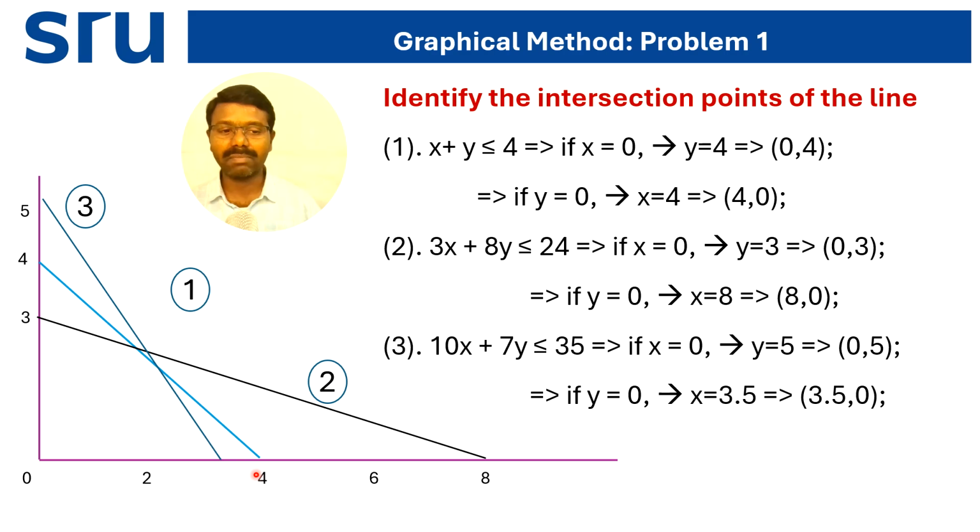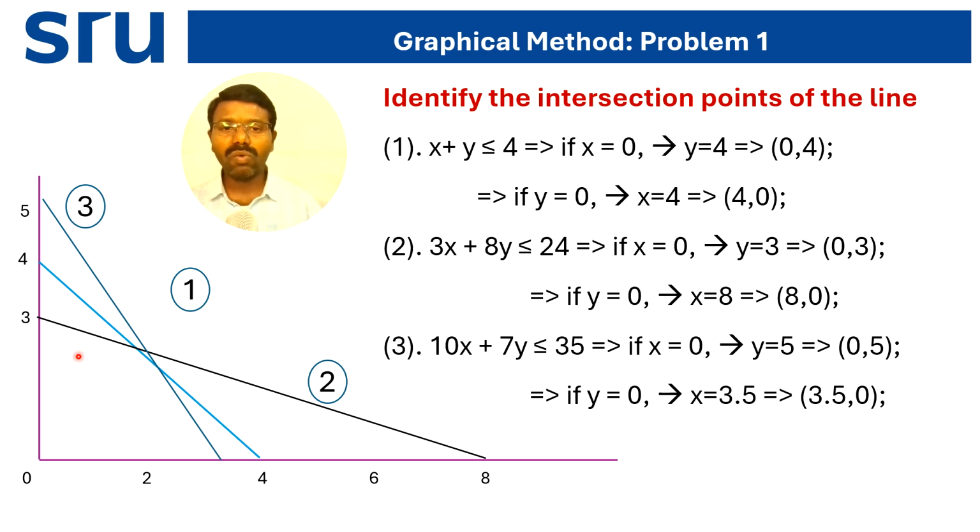For the second equation, it is passing through 0 comma 3 and another point, 8 comma 0. So I draw a line passing through these 2 points, and this area is near the origin because it is less than or equal to 24, so this is what it covers. So the first equation is covering this area, and the second equation is covering this area, and the third equation, 10x plus 7y less than or equal to 35, is covering the area on this side, which is near the origin.